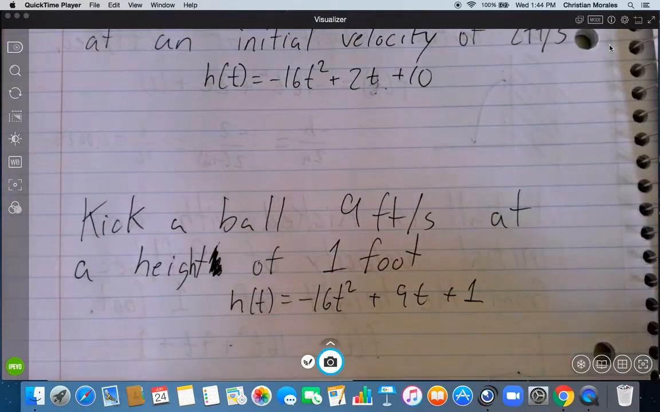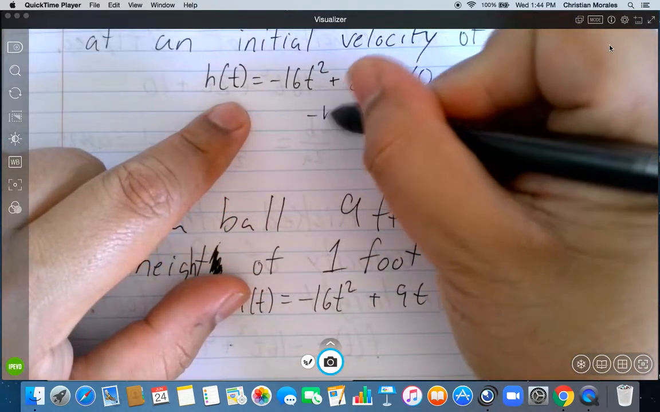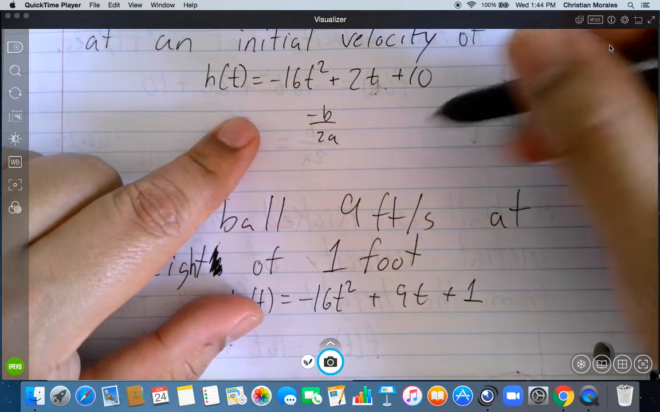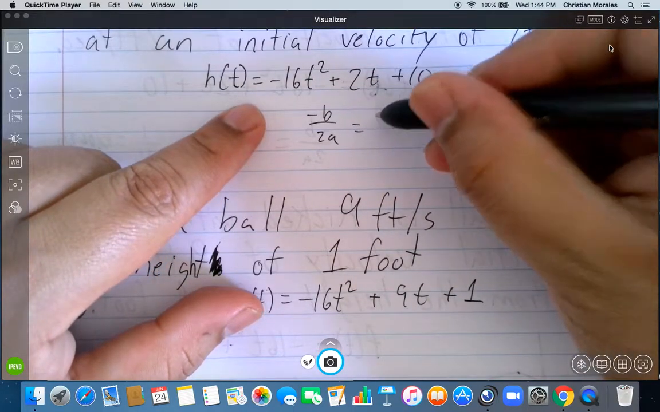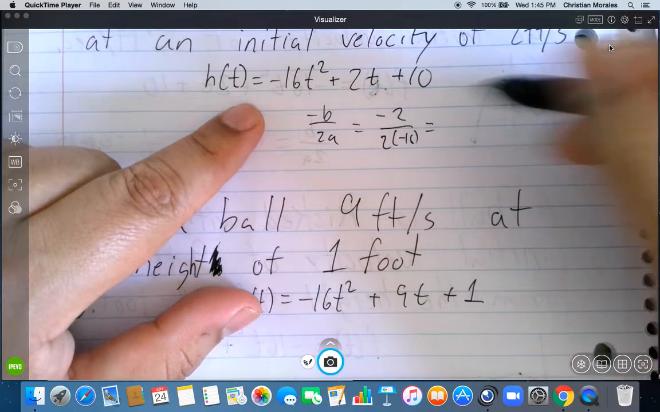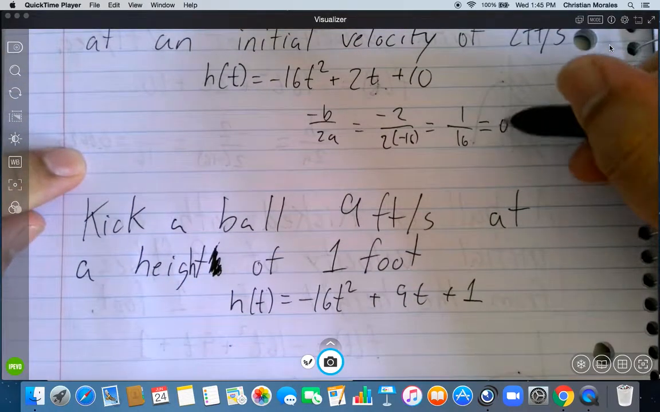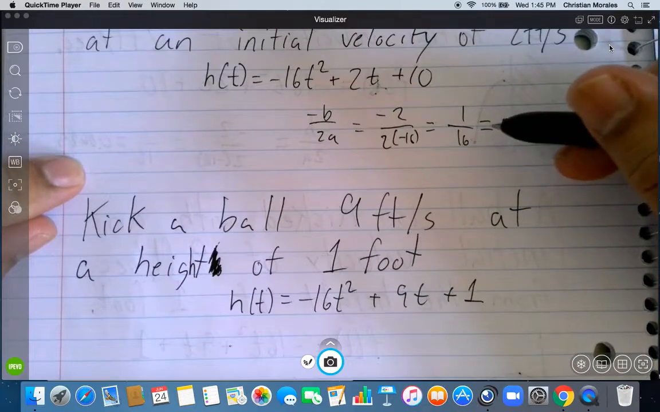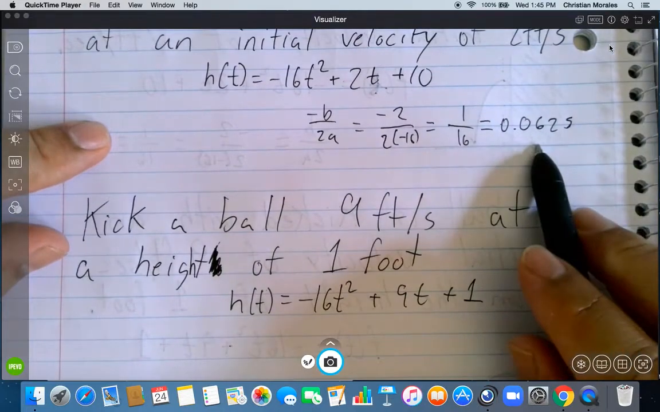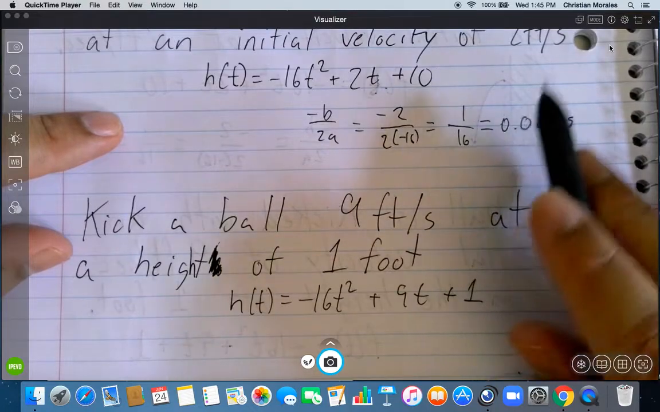Now, if you're going to graph it, you're going to do the same thing you did before. Find the vertex, negative b over 2a, and put that in the middle of your table. So in this case, if I do negative 2 over 2 negative 16, I would get 1/16th, and that decimal would be something like 0.0, take your calculator out, 1 divided by 16, 625. Okay, that is where your vertex is going to be. You graph that, that'll be the highest point of your graph.